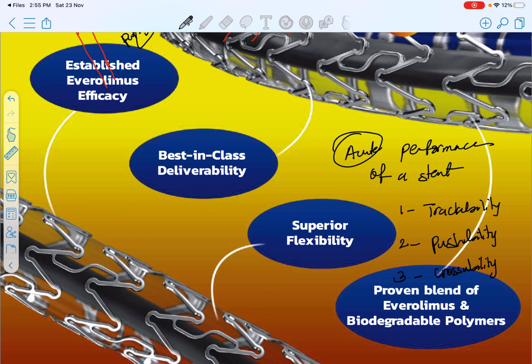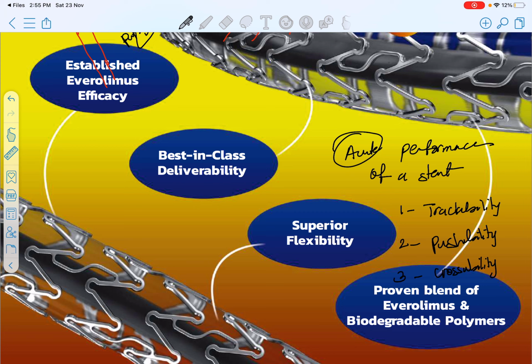Then pushability. Pushability is the ability of the delivery system to transmit the force from the operator's hand to the stent when advancing through the artery. So this means it ensures that sufficient force is transmitted from the hands of the operator into the stent to advance it through the vessel.